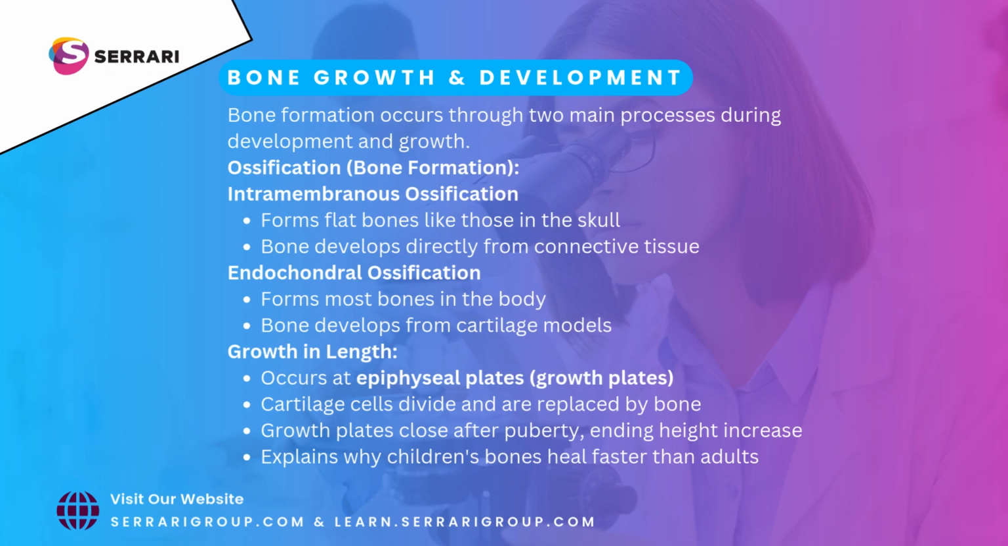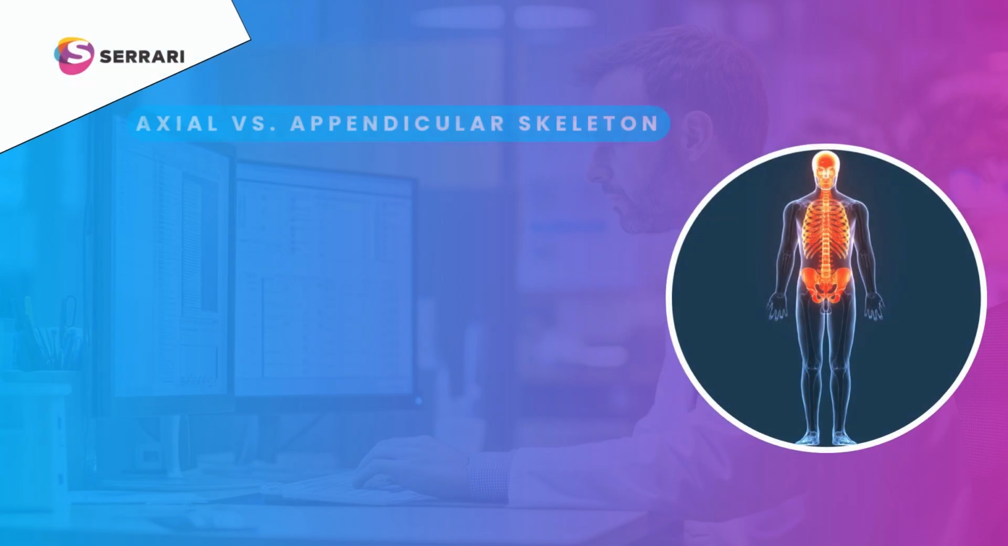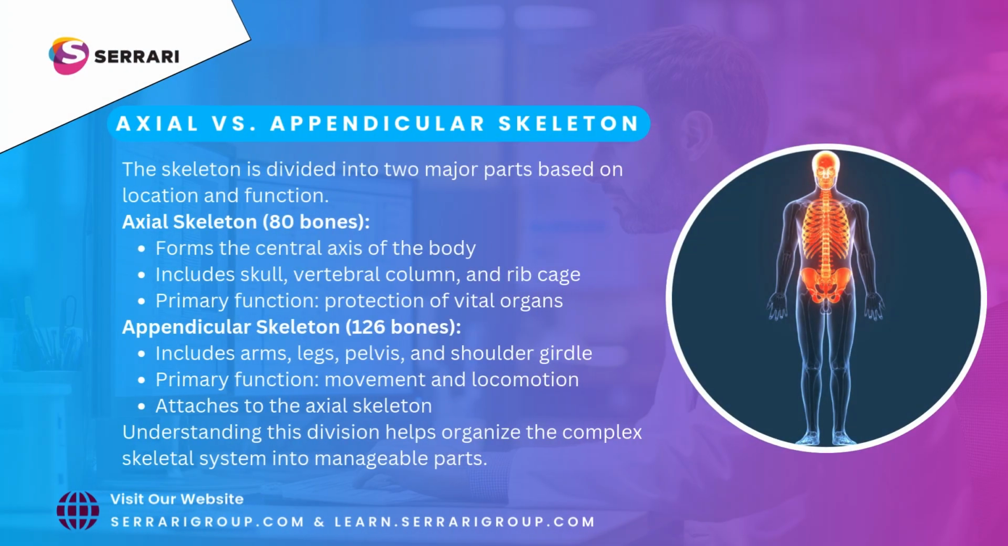Growth in length occurs at epiphyseal plates, growth plates. Cartilage cells divide and are replaced by bone. Growth plates close after puberty, ending height increase. Explains why children's bones heal faster than adults. Axial versus appendicular skeleton.